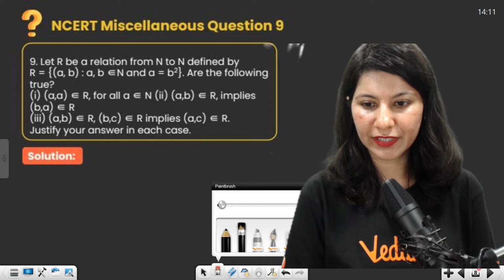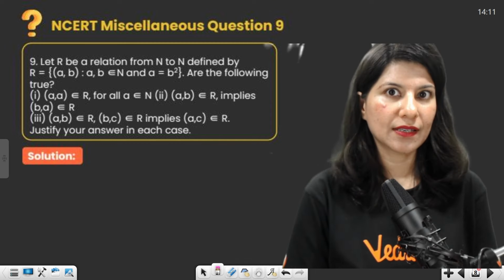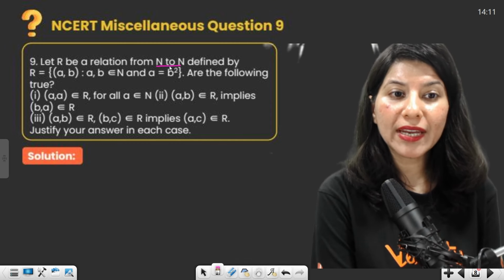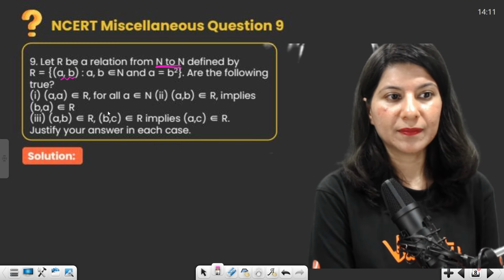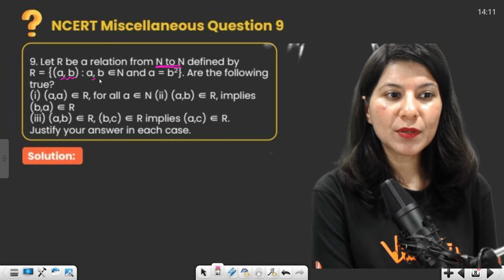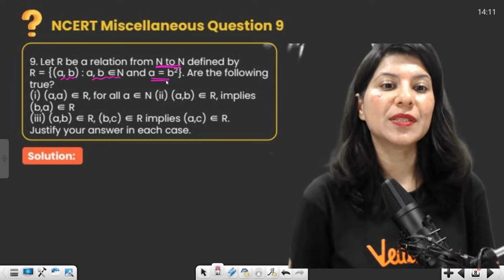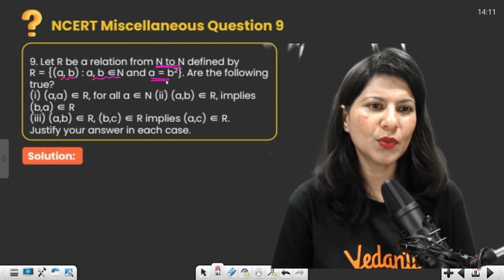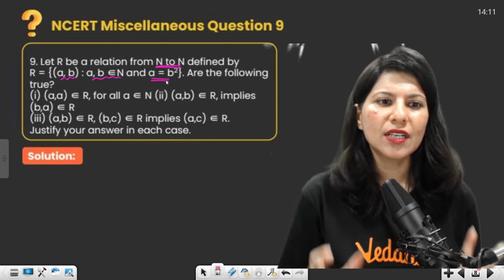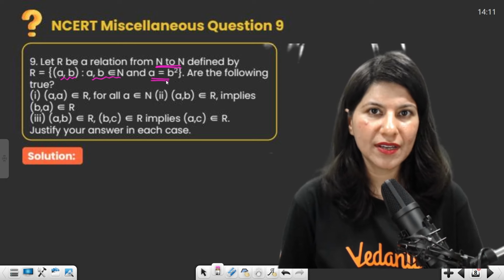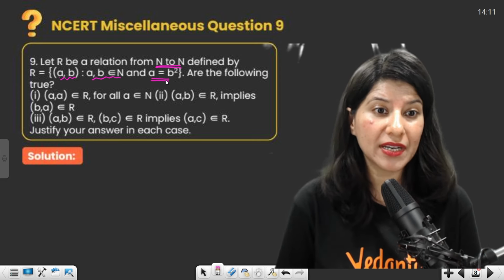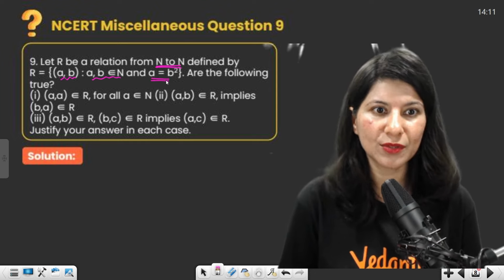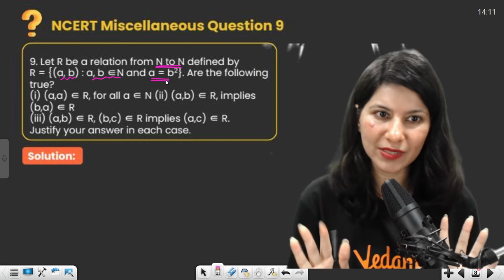All right, perfect. Let R be a relation from N to N defined by (a, b), where (a, b) belongs to natural numbers and a = b². So what they are trying to tell us is there is a relation which will have (a, b) as the ordered pairs which satisfy the relation a = b², where both a and b are natural numbers.